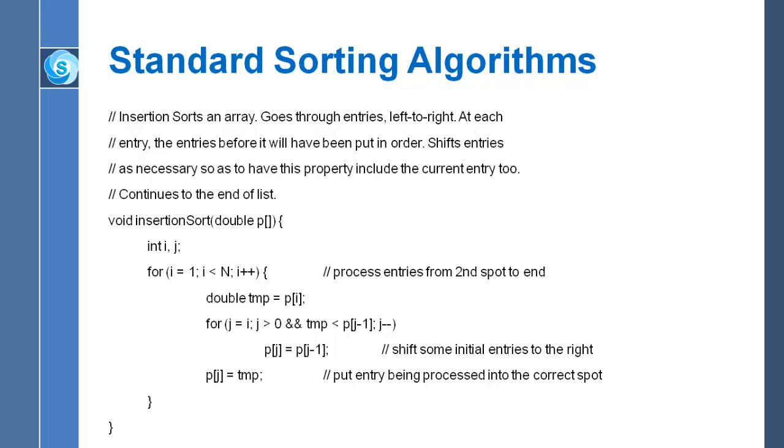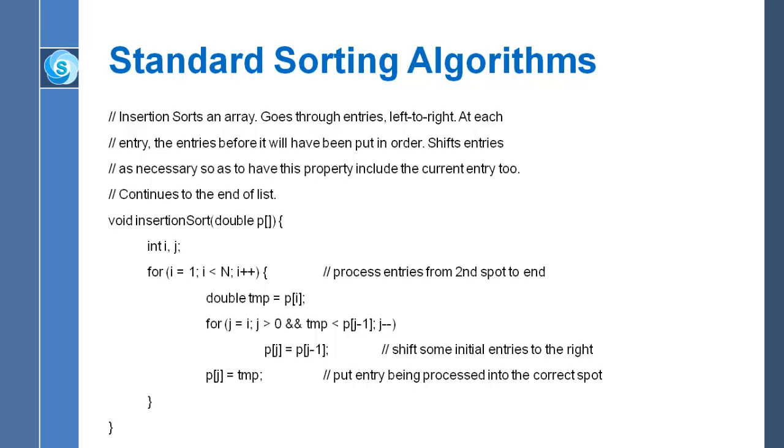All right, I think you see it. Then j gets decremented. All right, so now j is 4. All right, so what happens if temp is less than P[3]?